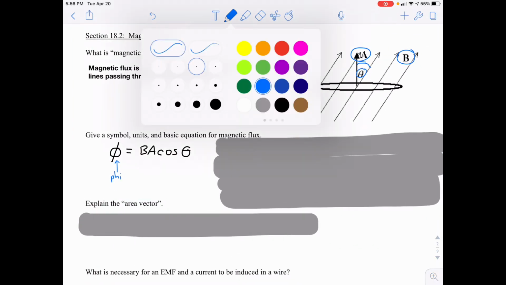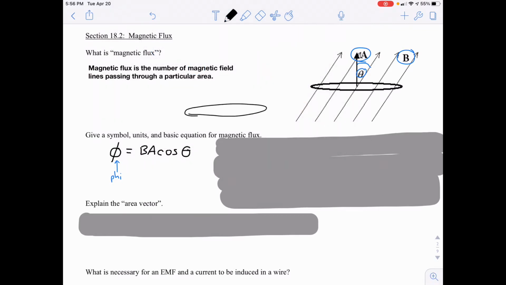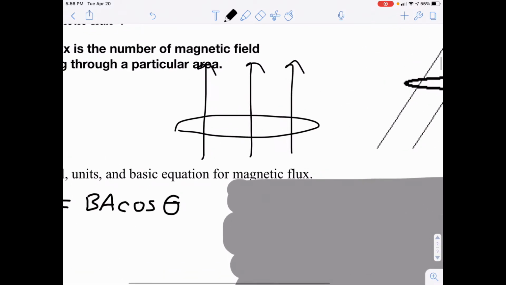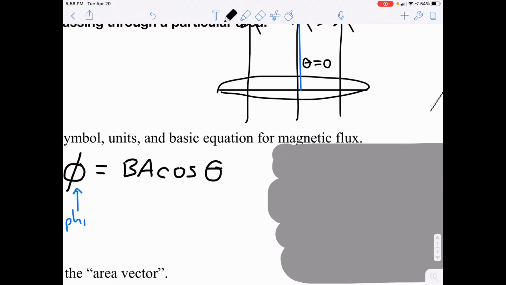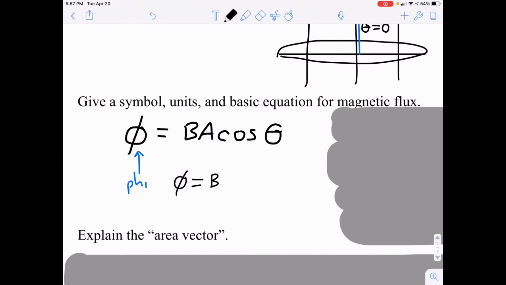Now let's say we had a horizontal loop. We had a loop like this, and we had field lines going straight through, perpendicular to the plane of the page. Now what do we have there? Here's your plane. Here's your normal vector. And thus, if the normal vector and the B field are going the same way, that means theta is 0. And cosine of 0 is equal to 1. So phi equals B times A, flux.